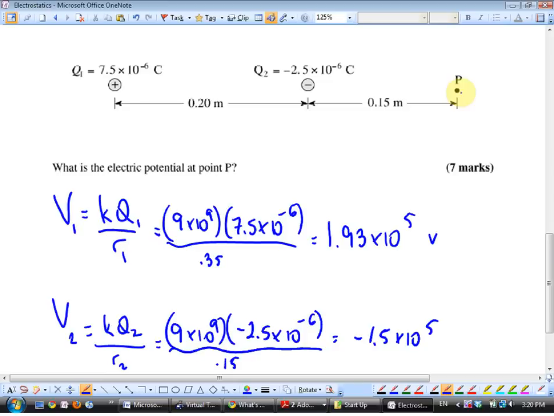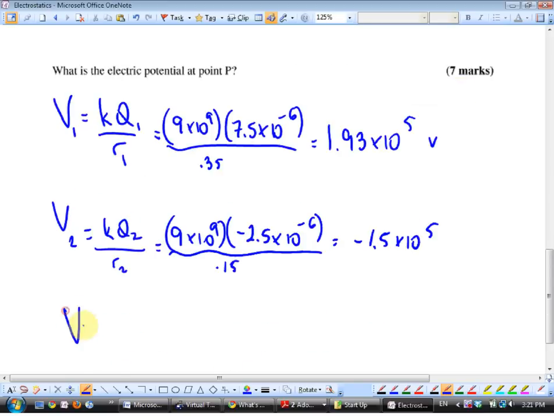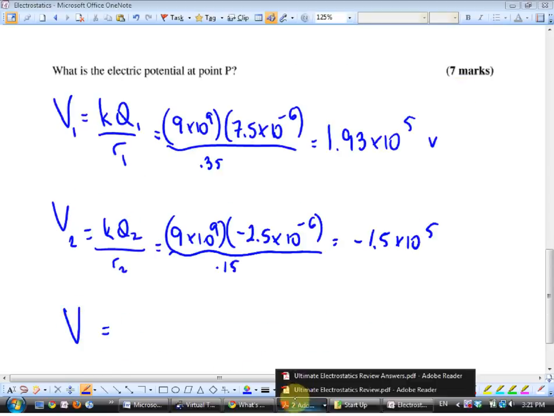Now, this is not the potential difference. Potential difference is between two locations. Final minus initial. Here, they've given us one location. They want the total voltage. When I say total, what mathematical operation does that imply? Adding. So if you add them up, what did I get for an answer?